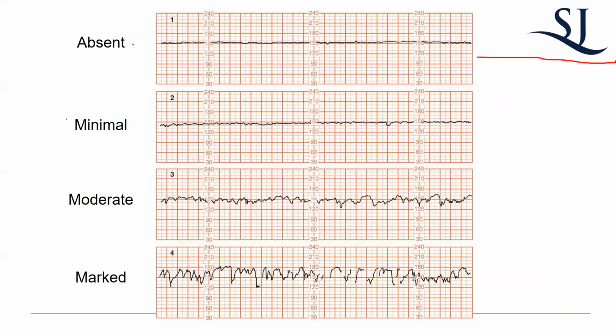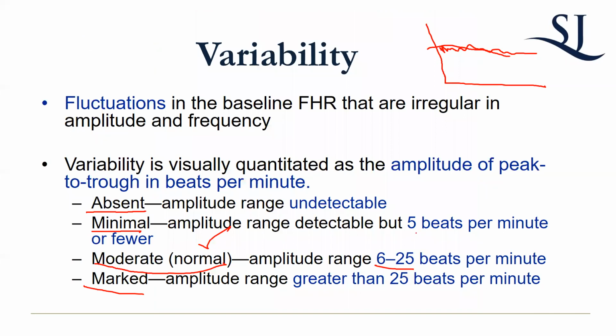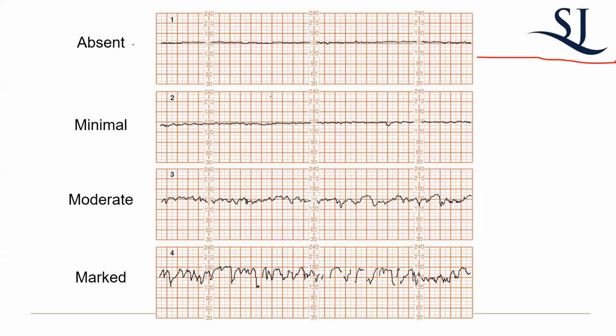Minimal variability is less than 6, but greater than absent beats per minute. Less than 6 meaning 5, right? Sometimes I ask you this, but not really. Usually they'll give you the tracing and ask what it is. Interpretation is what they want you to know, and that's what we care about too. So that's absent. Minimal variability looks like this.